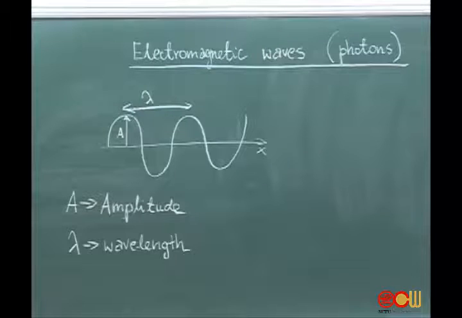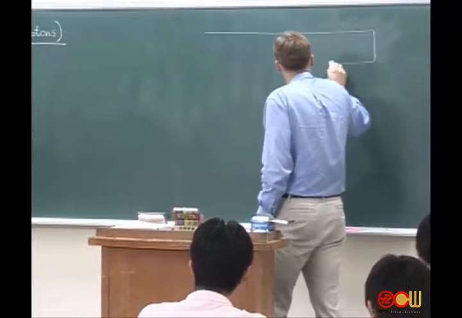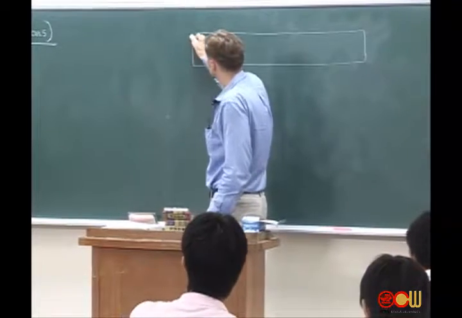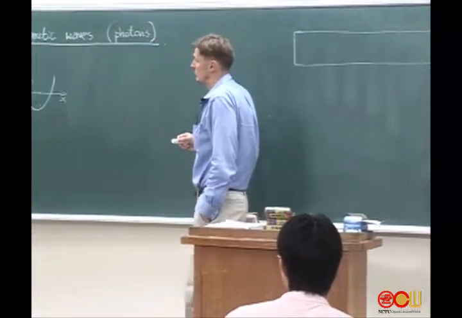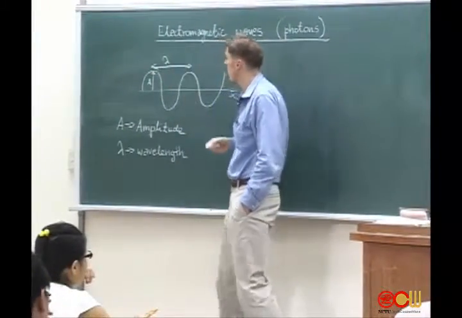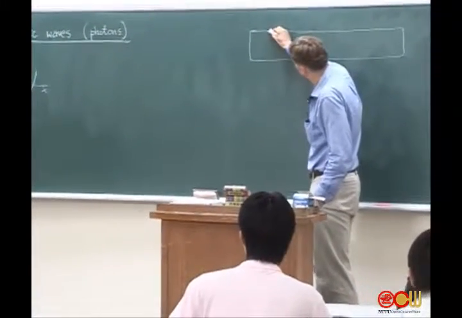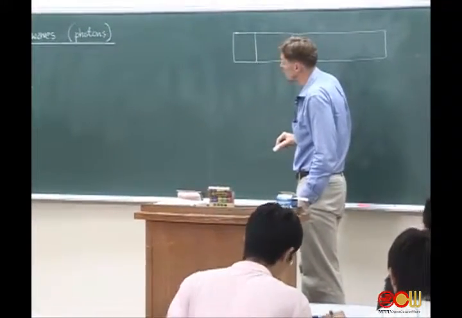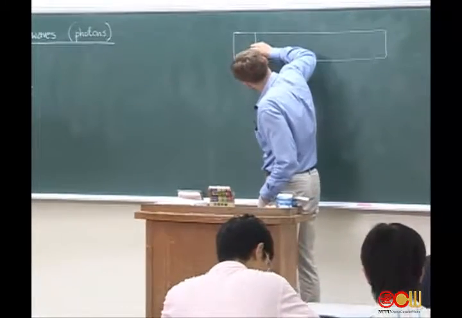The amplitude is not really important for us, but what is really important is the wavelength. So for the electromagnetic waves, we can make a picture. Starting with the wavelength, so the distance between two next maxima. Starting with very large numbers, and the large number in our case would be 10 centimeters.